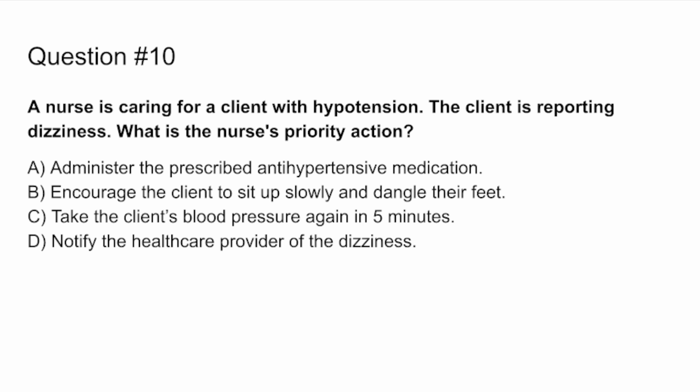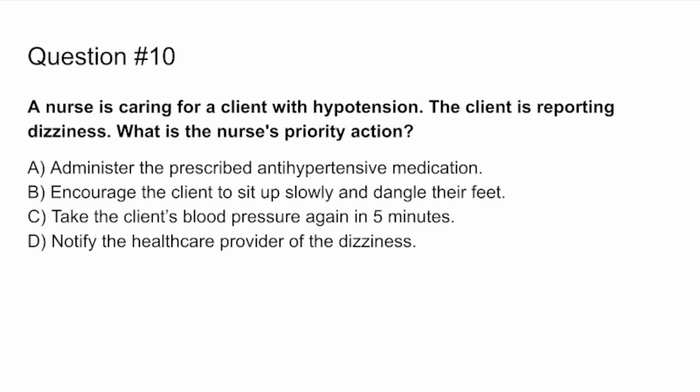Question 10. The nurse is caring for a client with hypotension. The client is reporting dizziness. What is the nurse's priority action? A, administer the prescribed antihypertensive medication. B, encourage the patient to sit up slowly and dangle their feet. C, take the client's blood pressure again in 5 minutes. Or D, notify the healthcare provider of the dizziness.